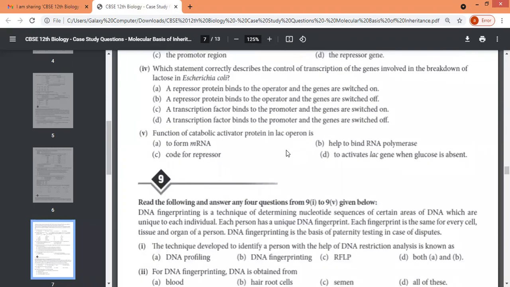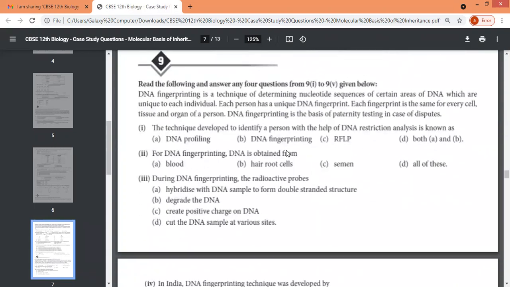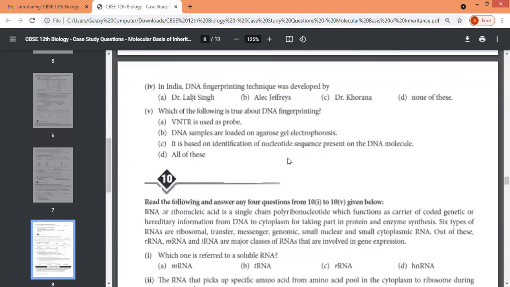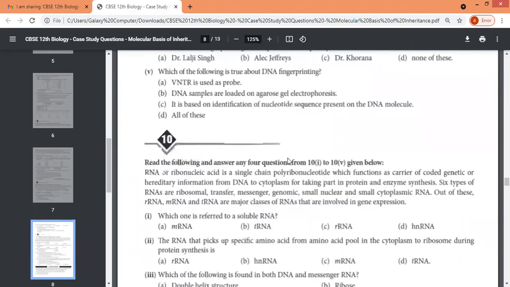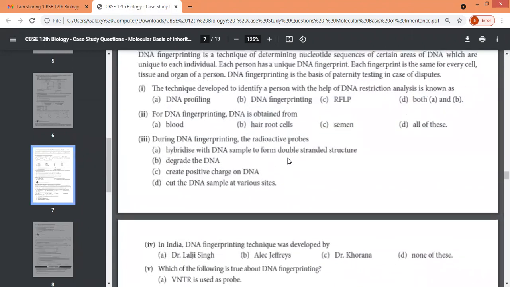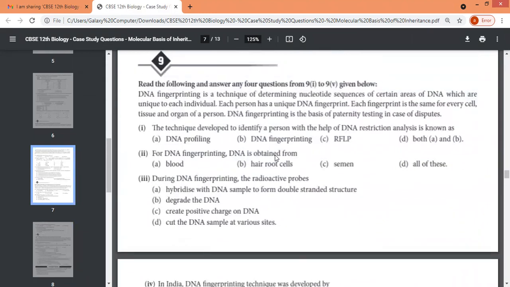Go on reading the chapter as many times as possible, children. Only then you'll be able to solve. DNA fingerprinting has come, the last portion. Yes, let's go slow. I hope it's clear. You are able to see it. Halt the video and then go through the questions.